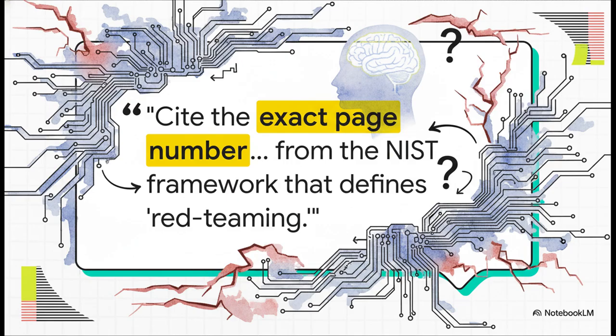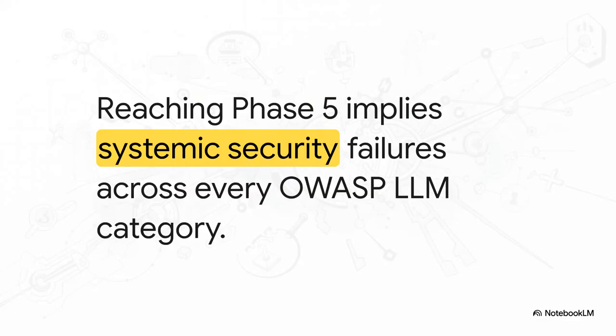testing for factual contradiction. Zooming out for a second to summarize the ultimate goal of the engagement lifecycle, just look at this macro view. If you can push an attack all the way to phase 5, which is persistence, it means the deployment has systemic security failures across every single OWASP LLM category. All your tactical steps, from recon to injection, they all tie back to proving the systemic resilience, or, more likely, exposing the complete lack thereof.